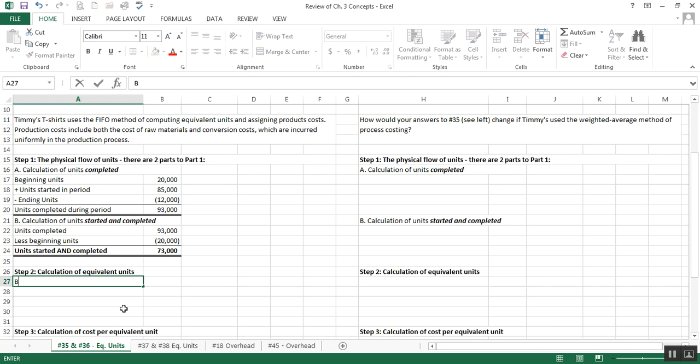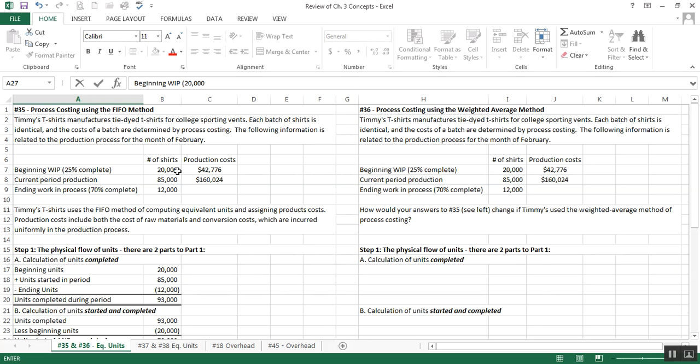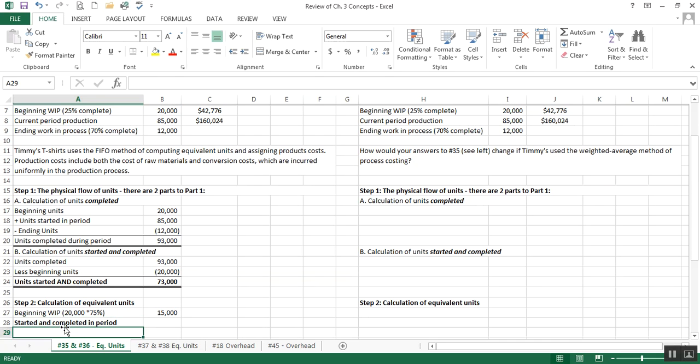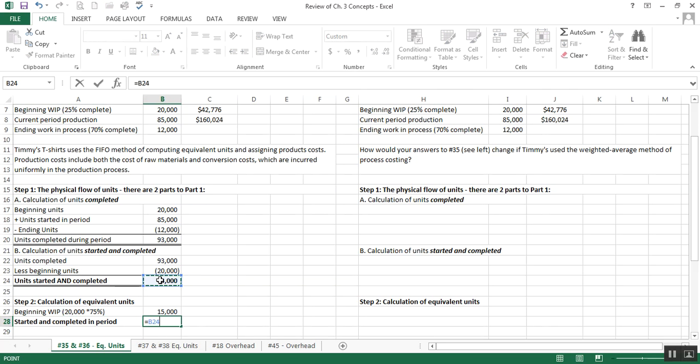So again, we'll start with our beginning WIP, which is going to be the 20,000 units in beginning inventory times the remaining amount that we need to complete during the current period. So we started with 25% of them being completed. Therefore, we still need to complete 75%. So 20,000 times 75%. That gives us 15,000 units. Then we add the started and completed in period, which is what we calculated above, of 73,000 units.